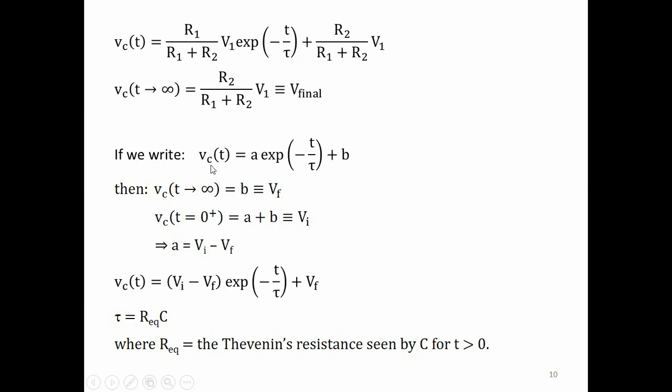The initial value at t equal to 0 plus: e raised to 0 is 1, so this is A plus B. So the initial value of the capacitor voltage is A plus B, and that we call Vi, I for initial. From these two, B is Vf, so we can say that A is Vi minus Vf. So we can write Vc of t as Vi minus Vf times e raised to minus t by tau plus Vf. And tau, as we saw, is R equivalent times C.